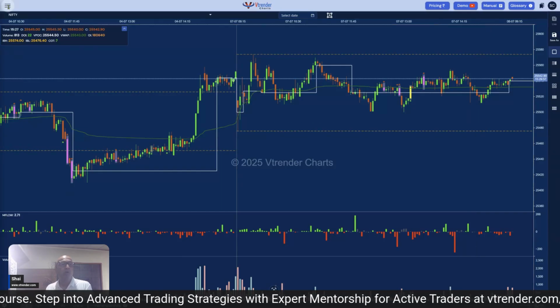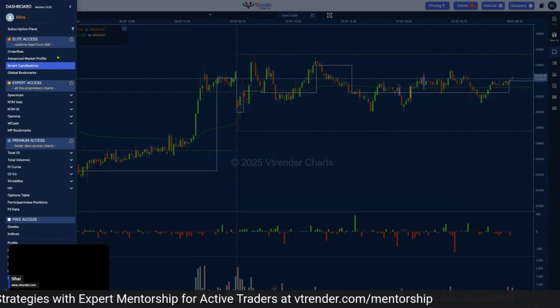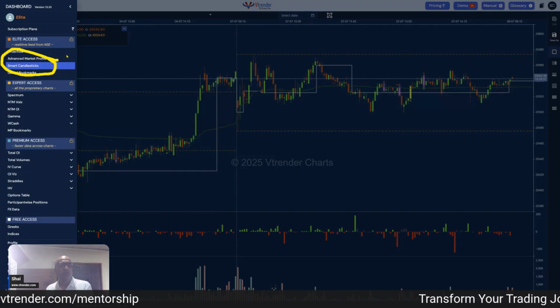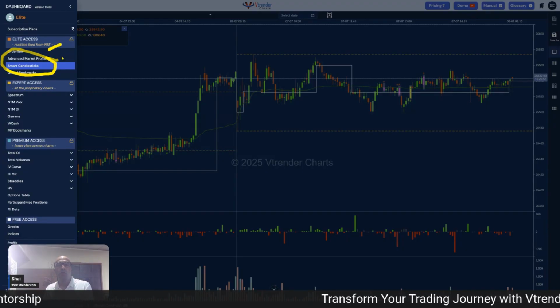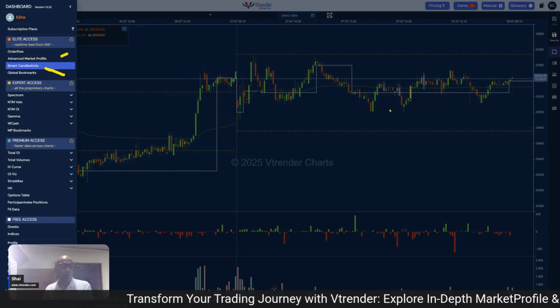It's in the elite section, right here under smart candlesticks. So we basically made this sub menu, which is below the order flow and the market profile, and basically about candles, and shows you what the price behavior of the market is.